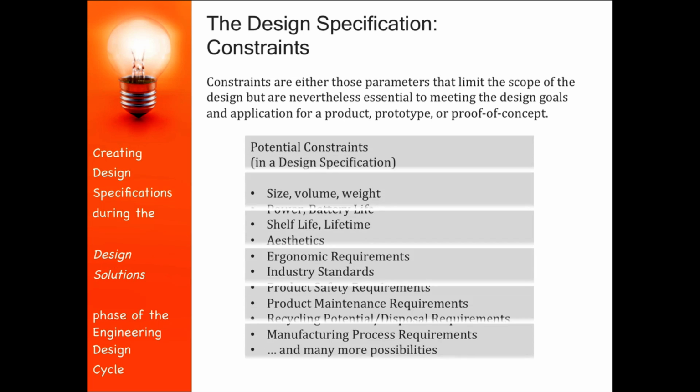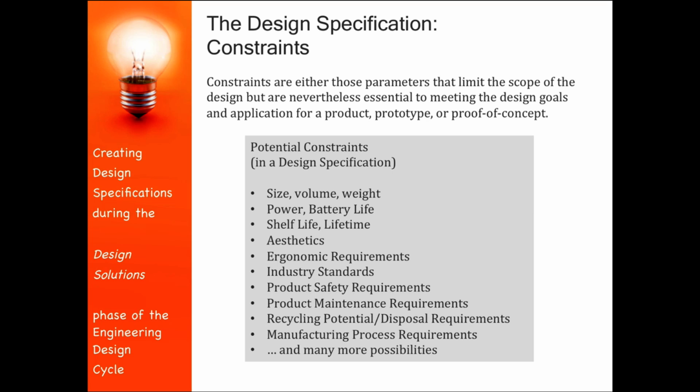Listed here are just a few examples of constraints that may be applicable in engineering design. Some are dimensional, such as size, volume, and weight. Some involve power consumption and battery life. Others look at ergonomic and aesthetic constraints. Some address standards and other regulations, including safety, maintenance, and recycling. And there are many more possibilities of things that may constrain a design depending on where it will ultimately be used in a product and in society.